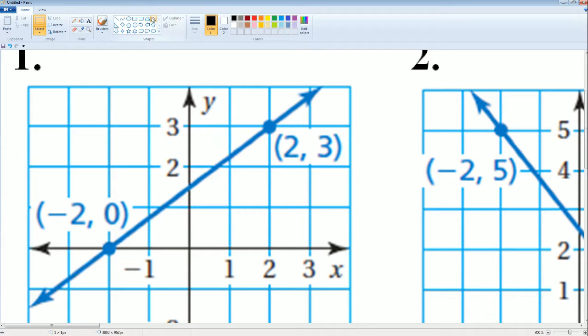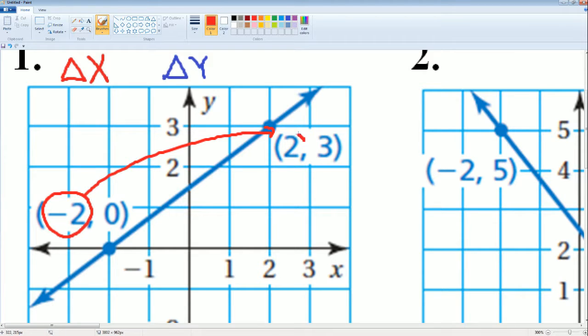We have to find our delta x, and you want to find your delta y. Let's find our delta x first. How do I go from -2 to 2? I add 4. Count up: -2, -1, 0, 1, and 2. So this is plus 4.